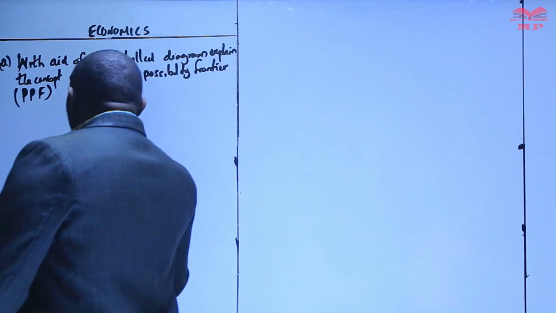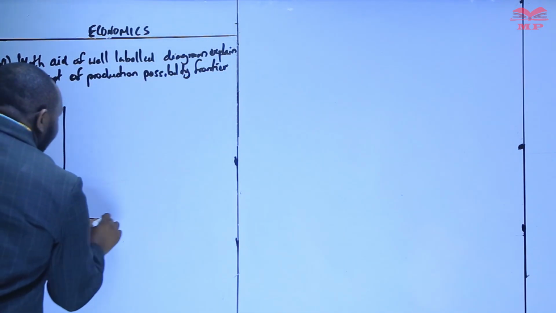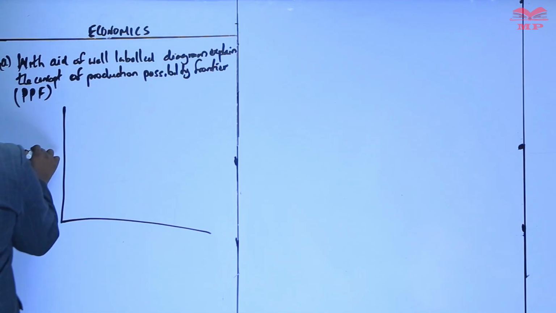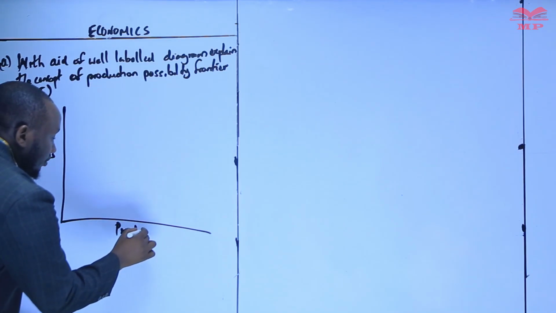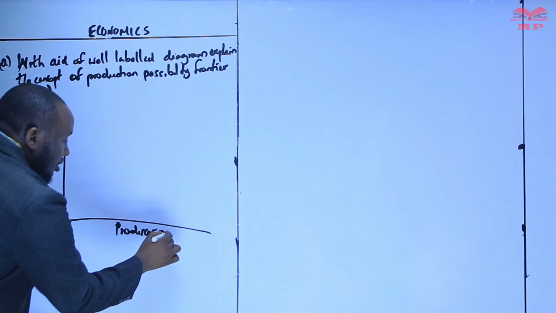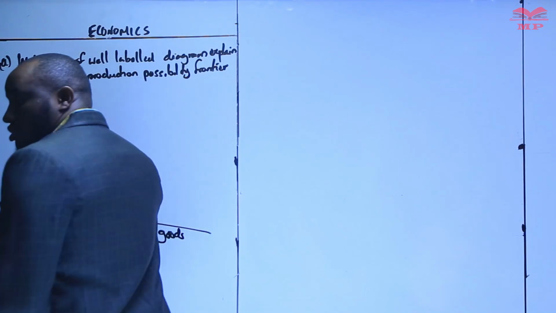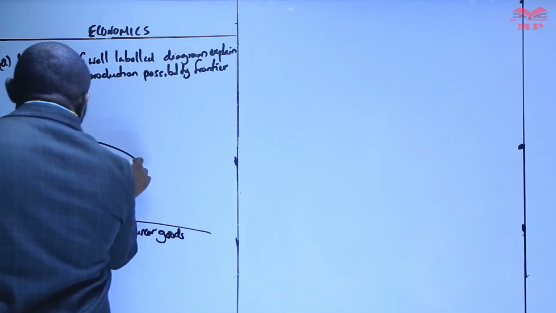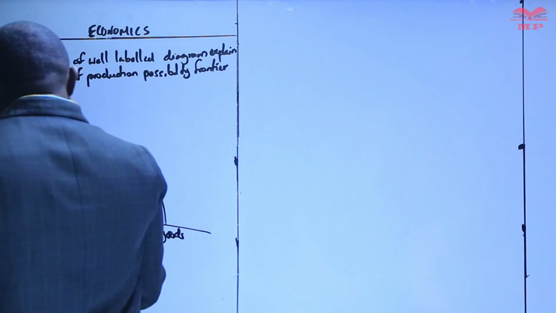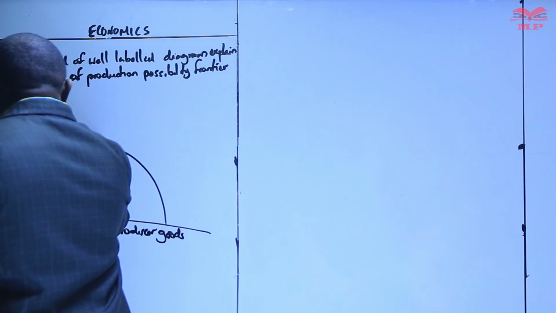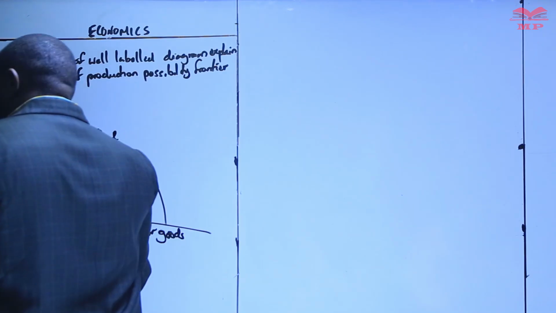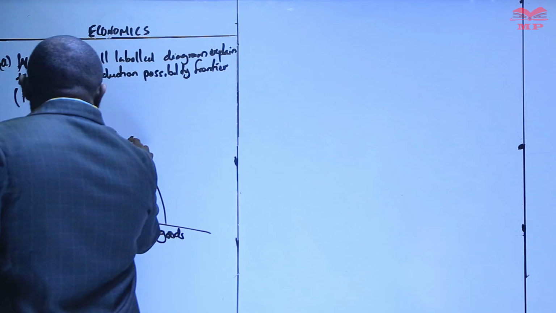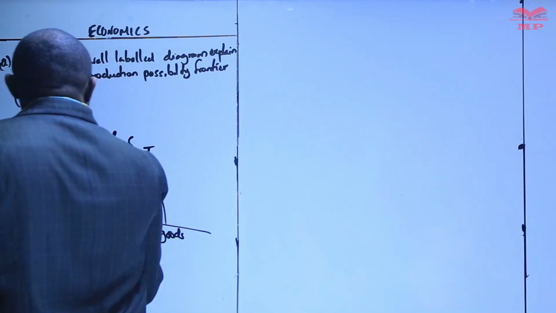So we have the diagram. On this one end, we can call it consumer goods. Down here we can have producer goods. So we have our PPF. There are points along the PPF curve. We can call it P, we have Q, we have R, S, and then finally we have T.